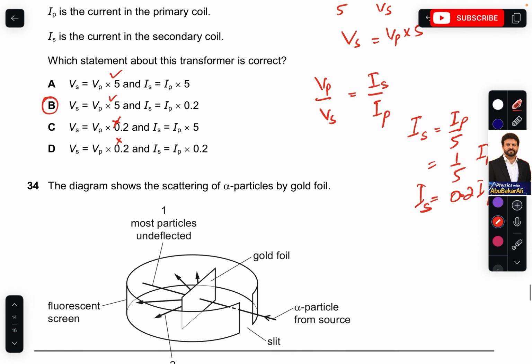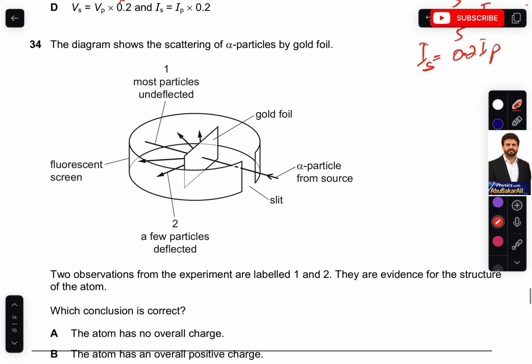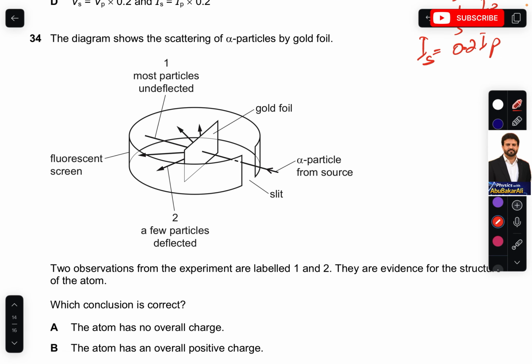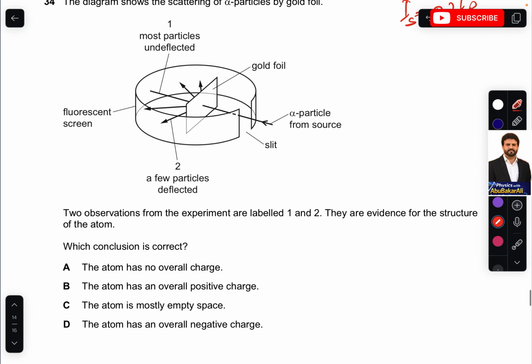Moving forward, question 34. The diagram shows the scattering of alpha particles by gold foil. Two observations from the experiment are labeled 1 and 2. They are evidence for the structure of the atom. Which conclusion is correct? The atom has no overall charge. No, this was not part of it. This is correct, but this was not part of the experiment. There were 3 observations and they were about the nucleus. It was about the atom as well.